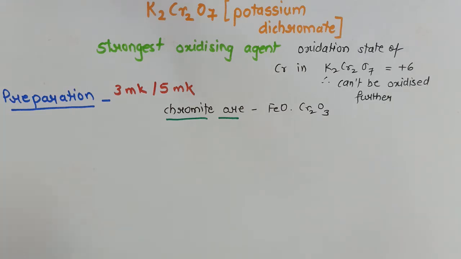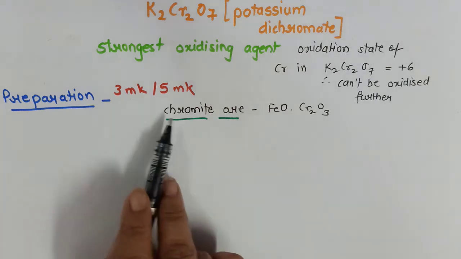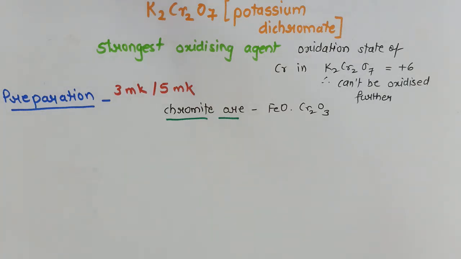Now as soon as students read the word chromite ore, it becomes a little bit confusing for them. They don't understand chromite ore, they don't remember the formula. But if you read the word chromite ore in the question, then surely it is a question related to the preparation of potassium dichromate.